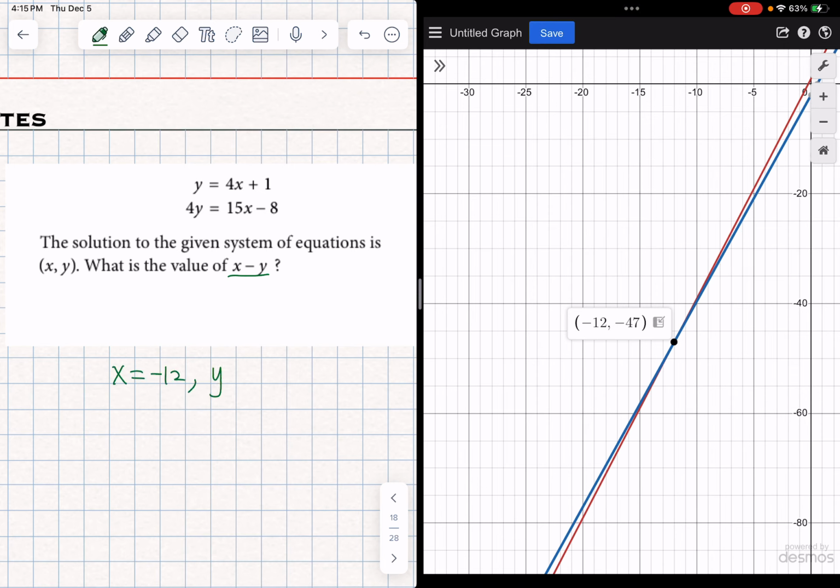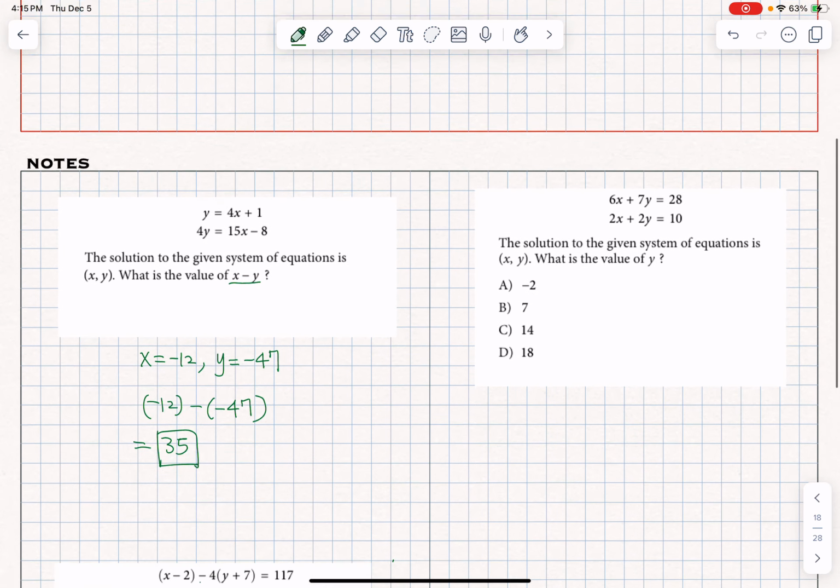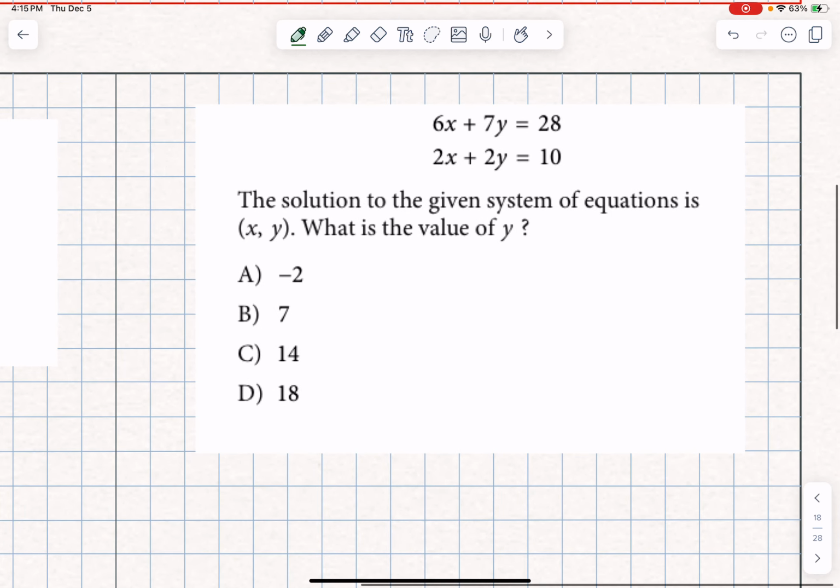y equals negative 47. So x minus y will be negative 12 minus negative 47. Then that comes out as 35. So x minus y will be 35. You can use that way to solve systems of equations. Now, let's do another problem here.